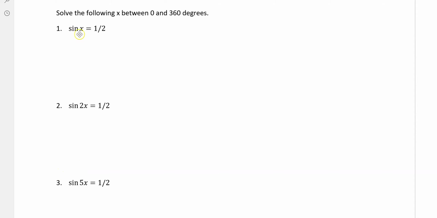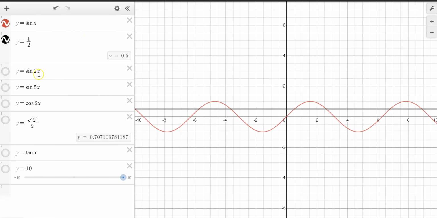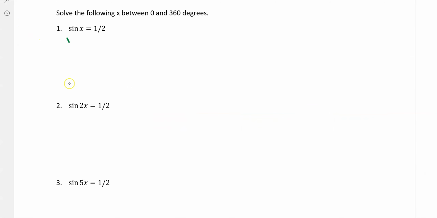So our first equation is sine x equals 1/2, and so we're going to use Desmos for that first. So I have all of our equations entered. What you want to do is enter the left side of the equation, the sine x, and the right side, which is a half. So you say y equals sine x and y equals a half. And then that's going to give us our graph that we need to find our answers.